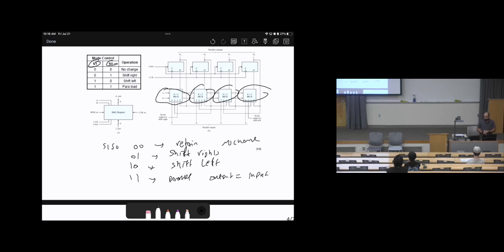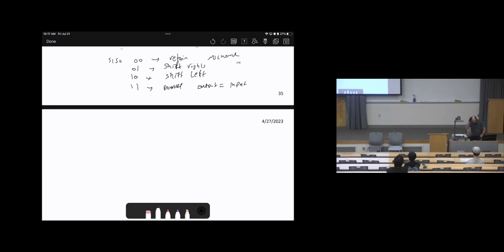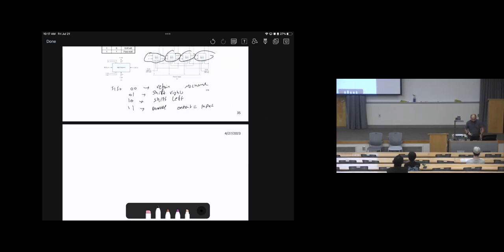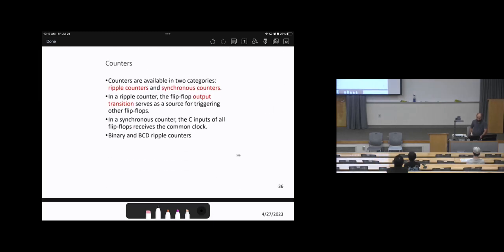Okay? So this is the last one of registers that's required in this course. Otherwise, we don't have enough time to cover other stuff. So now let's go to the next topic, which is counters.